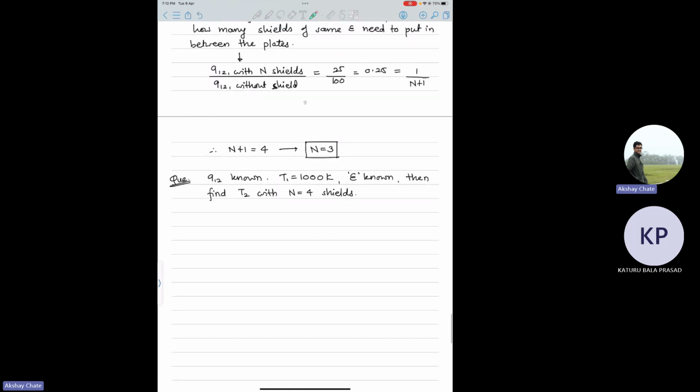Okay, so now we'll go to the last category of problems, which is regarding the, let's say, 3-body interaction or 4-body interaction. Then there are something called as re-radiating surfaces. So re-radiating surfaces is nothing but, I'll just mention it here. So this is the end of this flat radiation shields.